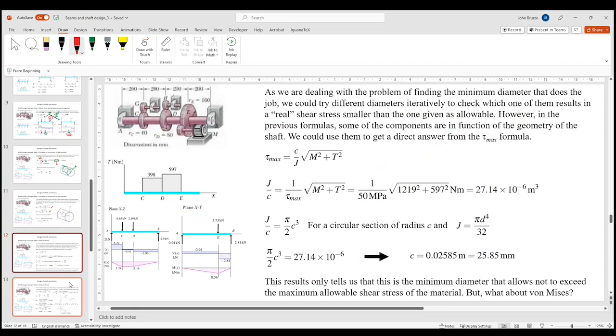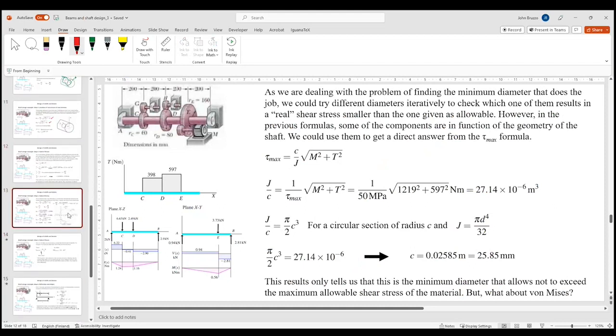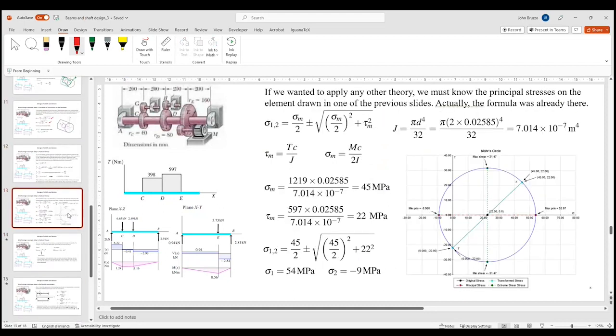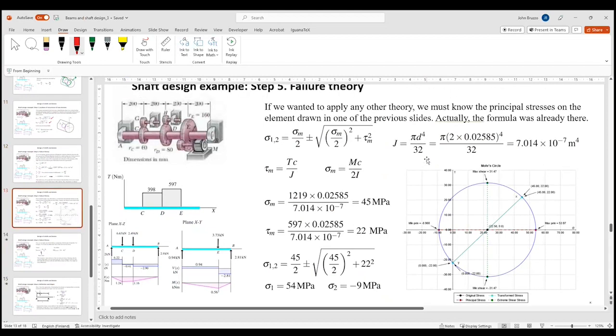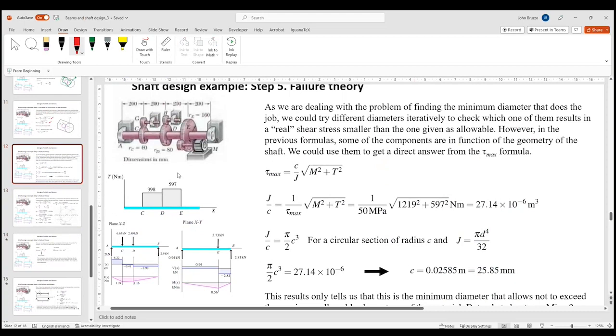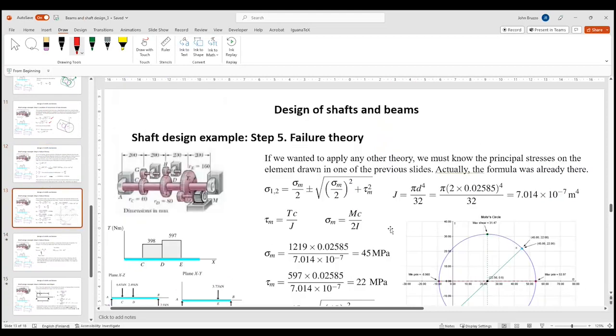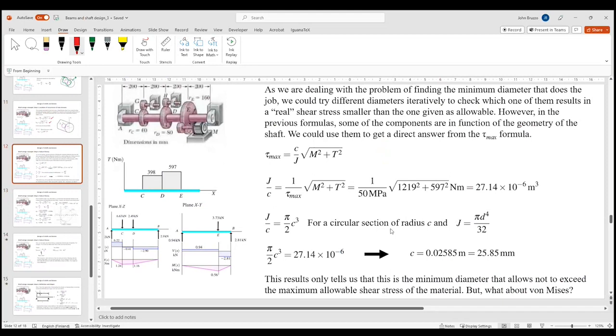Yeah, for example, in this example, it says that, let me see if I get to the result. Let me see. In here. See. Yeah, this is a result.